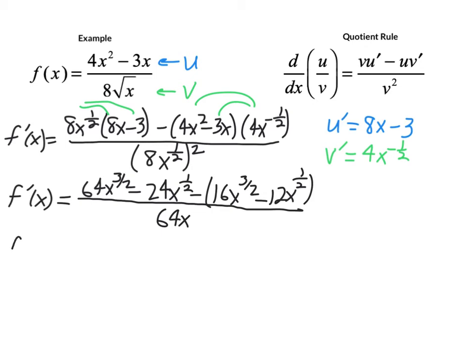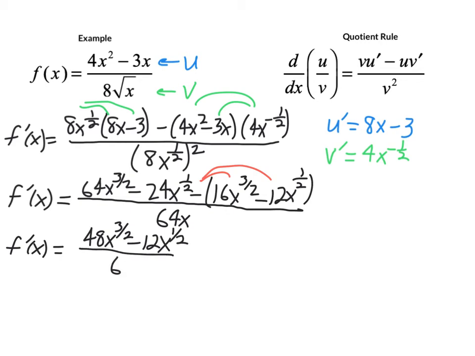So if we tidy it up a little bit more, if we're careful, maybe we can do this in one step this time if we combine our like terms. But just remember, we're distributing that negative sign through the uv prime part of my quotient. And again, that's a huge sticky point for calc students. But if we combine the like terms, we have 64x to the 3/2 minus 16x to the 3/2. So that's 48x to the 3/2. And then we have a negative 24x to the 1/2 plus 12x to the 1/2. So minus 12x to the 1/2, all divided by 64x.